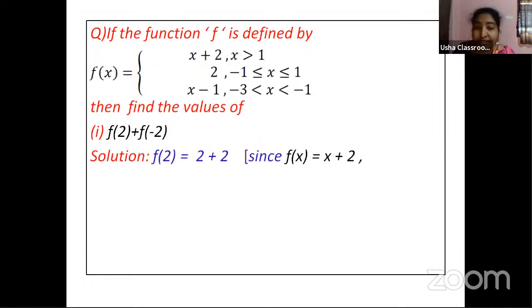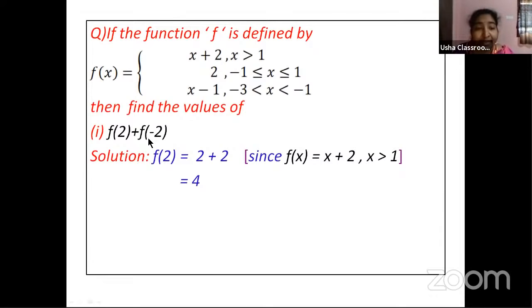F of 2 is equal to 2 plus 2. Why is it 2 plus 2? We will look into this. Now, when I say the value as 2, how is the value? The value is greater than 1. That means the function f of x will take the functional value x plus 2. F of x will be x plus 2 because the x value, that is 2, is greater than 1. All right. Now, when you take this as your function, instead of x, you're substituting 2. So 2 plus 2 gives you 4.